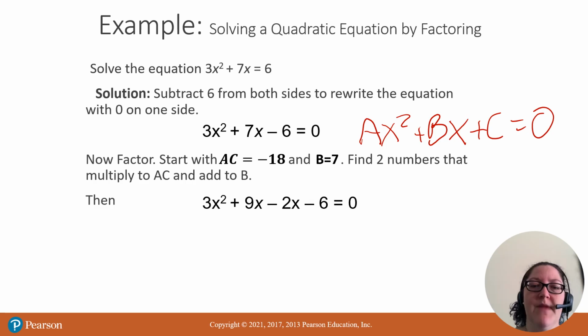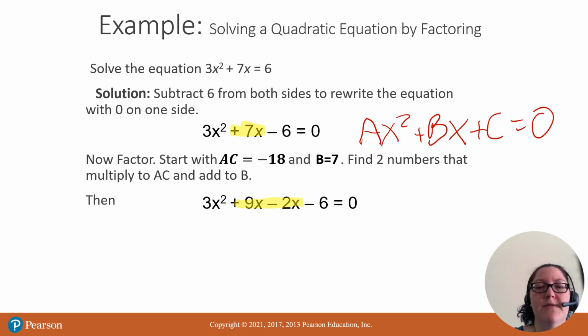Positive 9 and negative 2 multiply to be negative 18, but they add to be 7. So what I've done is I went ahead and rewrote that b term, the 7x, as the two numbers that I found that worked well together.